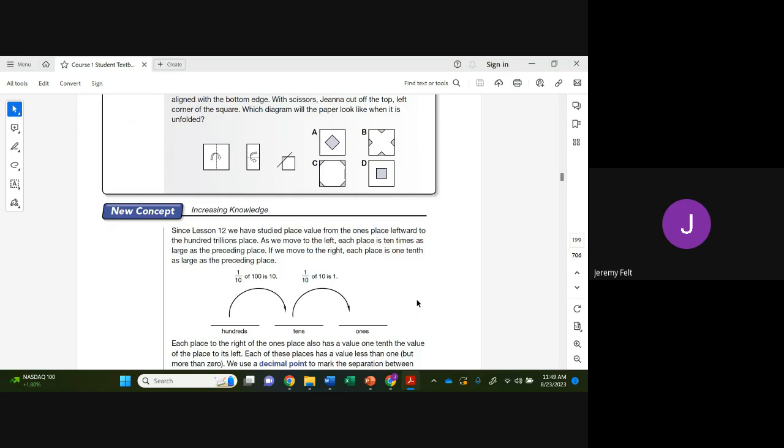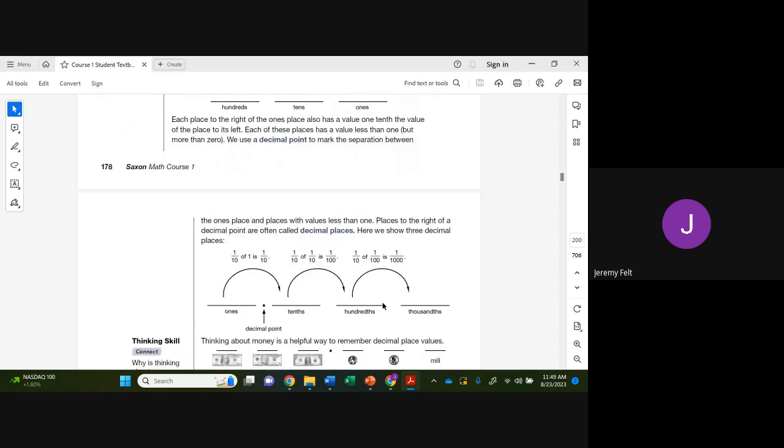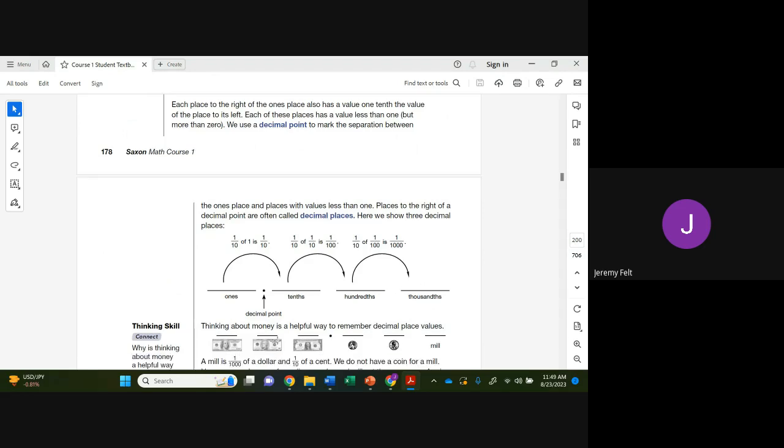And then same thing to the left of the decimal. We have ones, then tens, hundreds, thousands, 10,000s, 100,000s, millions, 10 millions. So it follows that same pattern. It's just now with a th at the end. So tenths, hundredths, thousandths.